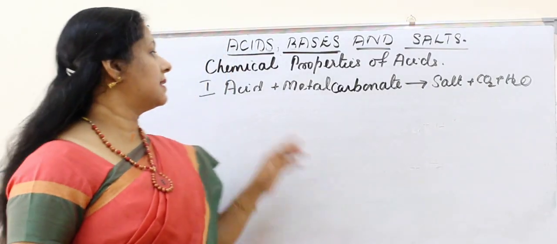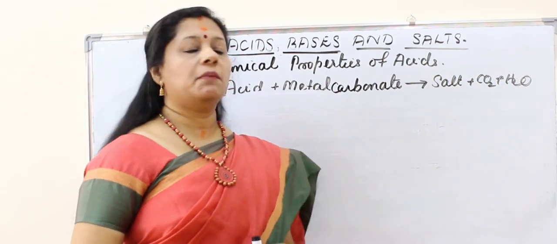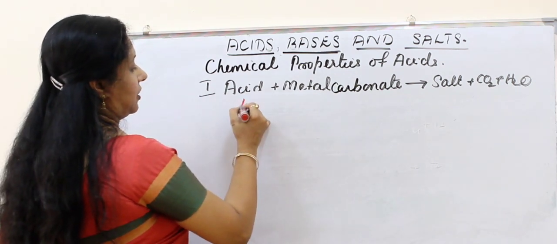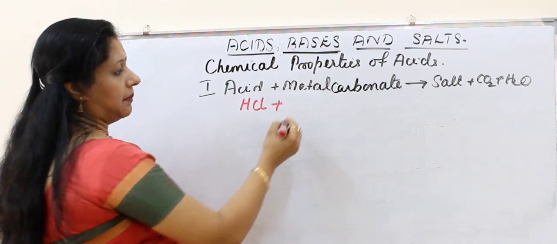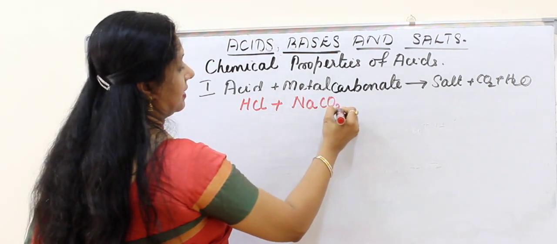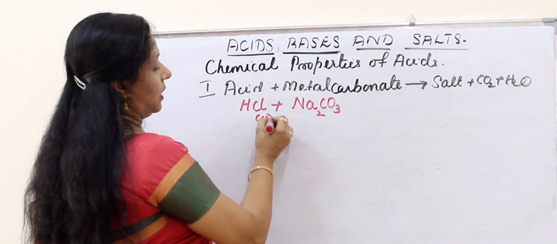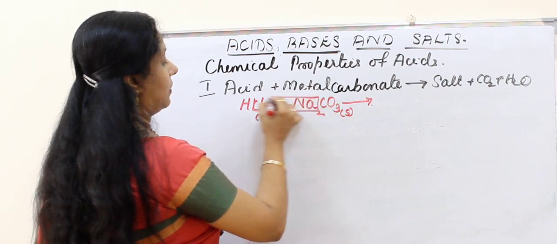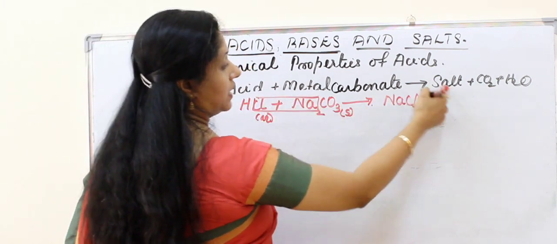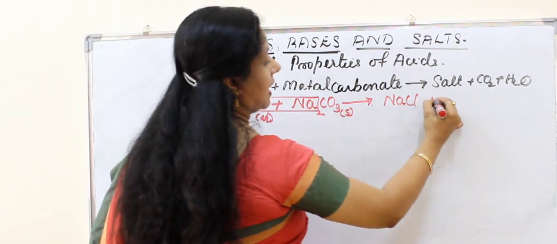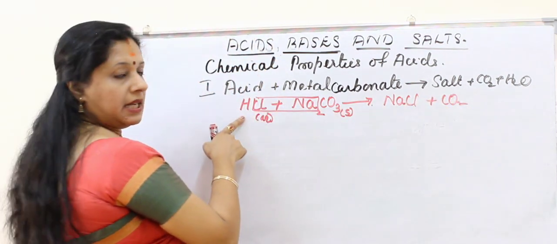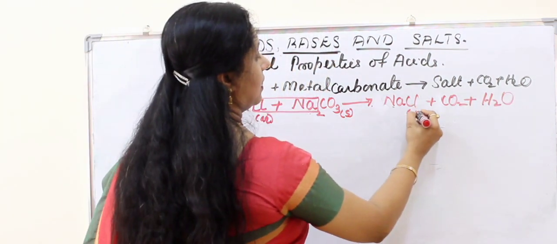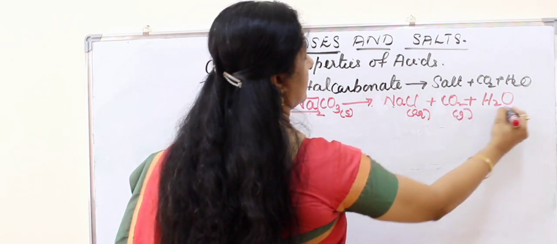Next reaction of acid: acid plus metal carbonate gives salt plus carbon dioxide plus water. So we will try one. Acid, we can take hydrochloric acid, plus metal carbonate, we can say sodium carbonate. So here acid is aqueous, sodium carbonate is solid. So what do we get? The sodium and the chlorine will react to form sodium chloride, which is the salt. Then what is left out? From this, carbon dioxide is coming out. Then the oxygen left out is reacting with the hydrogen to form water also. So here sodium chloride is aqueous, this is gas, this is liquid.